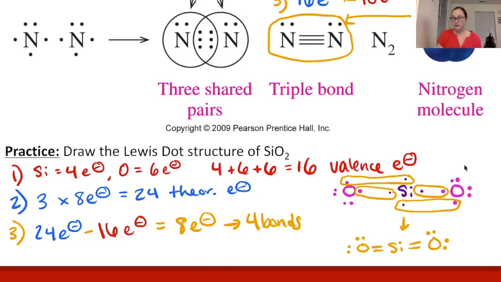So let's double check that we followed the octet rule. Oxygen has 4 electrons in its lone pairs, and then 4 electrons in the double bonds. Therefore, it follows the octet rule. And then silicon has 8 electrons in its 4 covalent bonds, and it follows the octet rule as well. And then the oxygen on the right side is the same as the oxygen on the left. It is a symmetric molecule, so it also follows the octet rule.